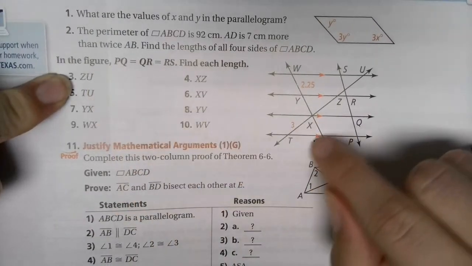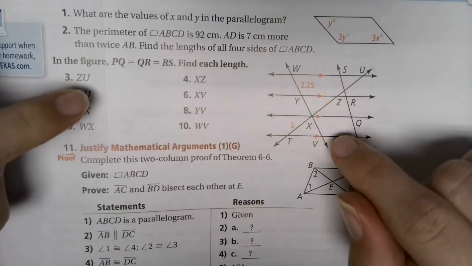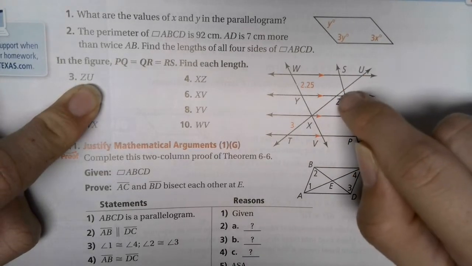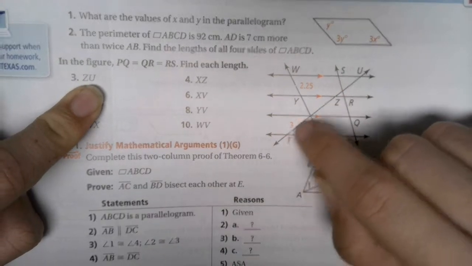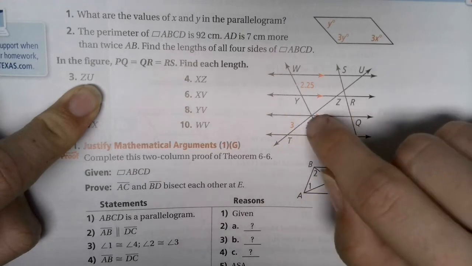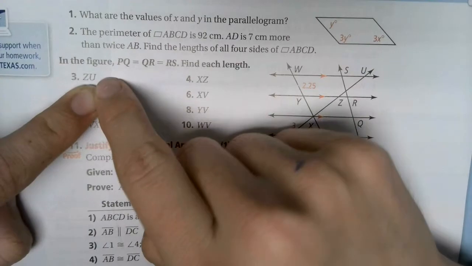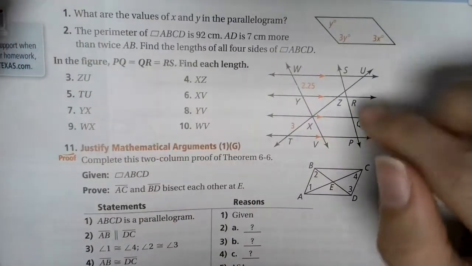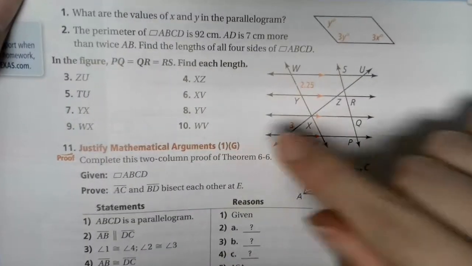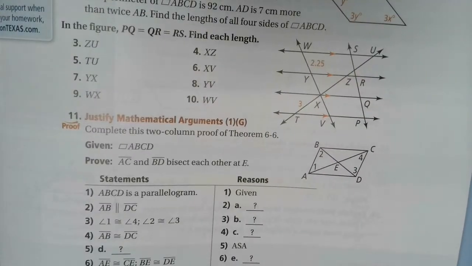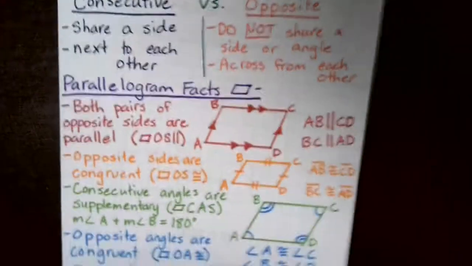So it says PQ, they're equal. So I can say ZU, so from Z to U, well, from Z to X and X to T, well, X to T is 3, so X to Z is 3, so Z to U is 3. So we just say ZU equals 3. It is that easy. Just look at the numbers that are already on the picture. Make sure you're going along the same line. But that is what 6-2 parallelograms is all about.